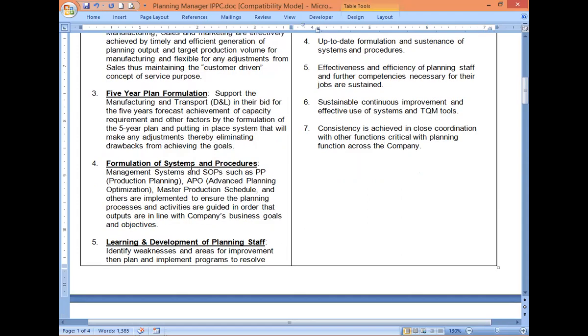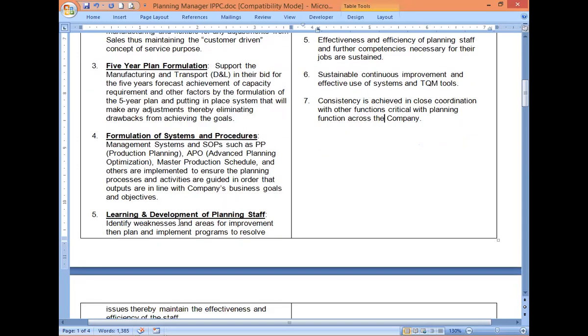Number 4, formulation of systems and procedures. Very important, this one. You don't neglect this AOR. Management system SOPs such as PP, APO, master planning, production schedule, and others are implemented to ensure the planning processes and activities are guided in order that outputs are in line with the company's business goals and objectives.